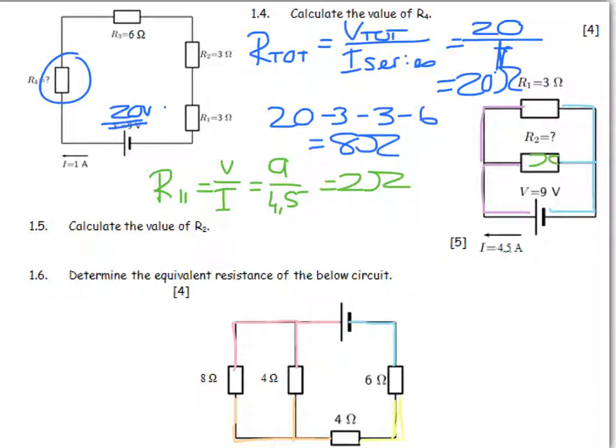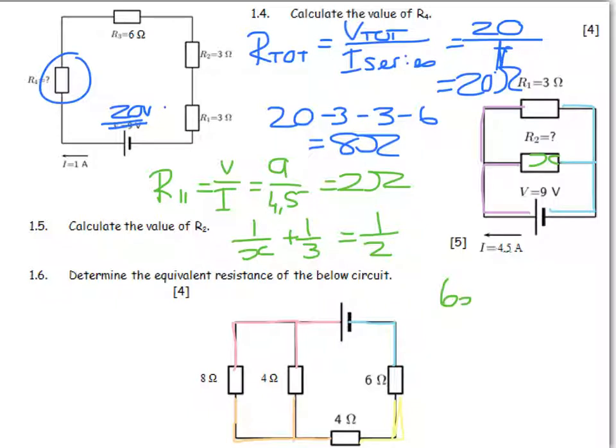I don't know R2. It's parallel, so I can't just go adding. It's 1 over x plus 1 over 3 is equal to 1 over 2. And now I solve for x. The way that I do that actually involves you being able to do maths. But if you can't, I'll try and go through it a little bit more slowly.